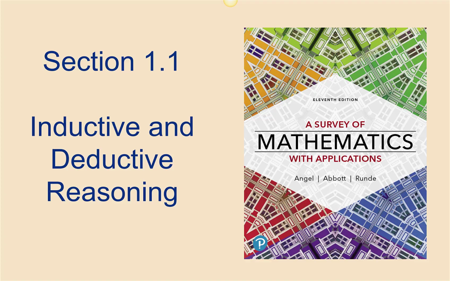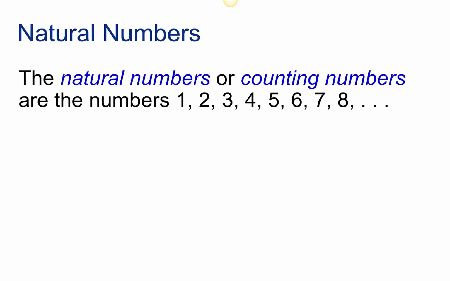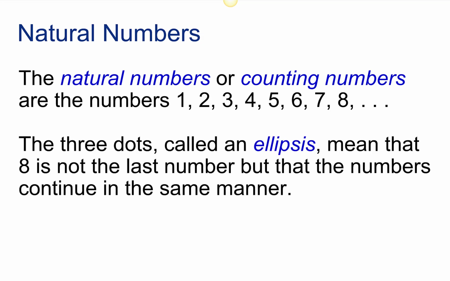Section 1.1, Inductive and Deductive Reasoning. The natural numbers are also called the counting numbers, and these are the numbers that start with 1, and they're integers, and they keep going, 1, 2, 3, 4, etc. The three dots that we see right here are called an ellipsis, and they mean that 8 is not the last number, but that the numbers continue in the same manner.